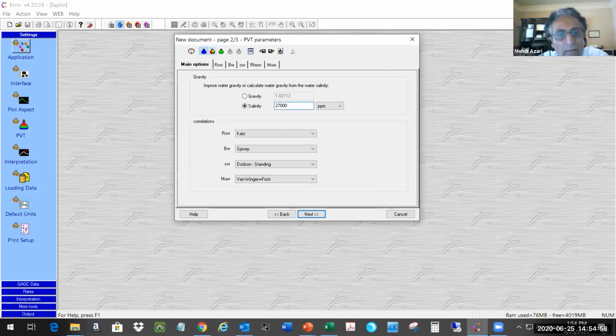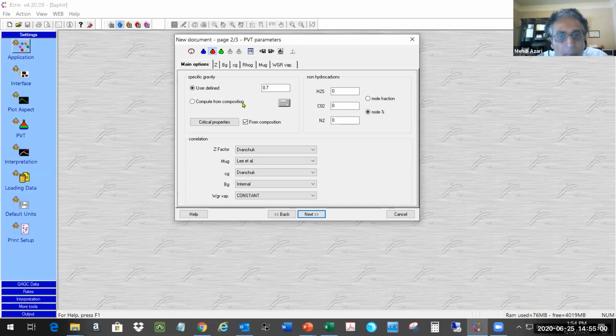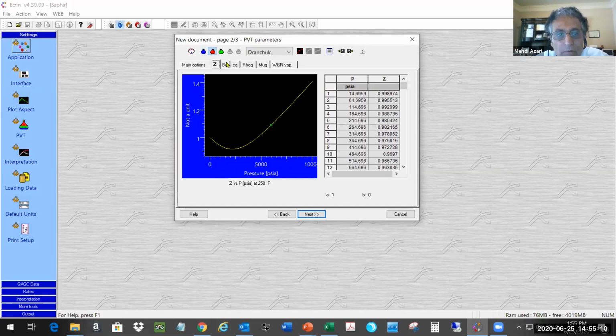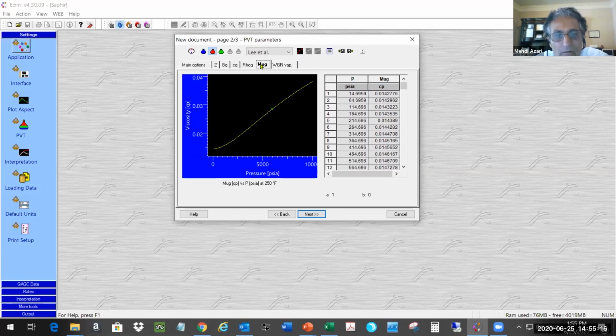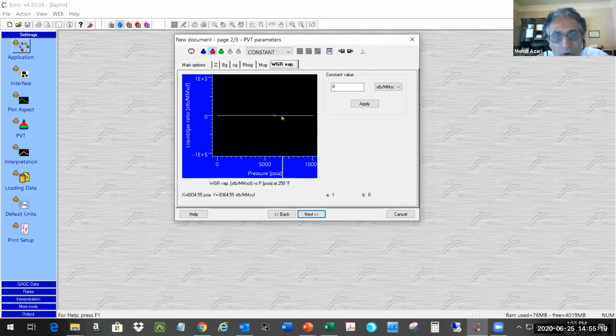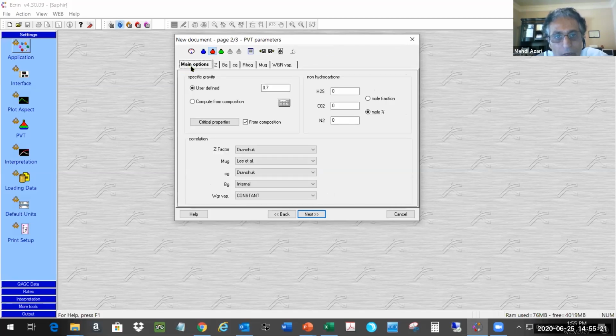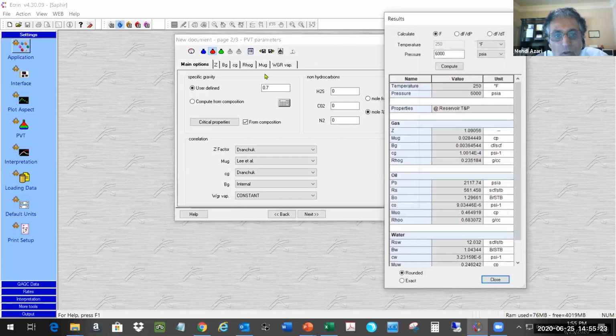And then you go to the gas. Same story with the gas. It's 0.7. If you know the gravity of that gas, you can do that. Or you can just look at these: the Z factor, the BG, formation volume factor, compressibility of the gas, density of the gas, viscosity of the gas, and the water gas ratio. Or you can go to the main and click on this one. So for a gas gravity of 0.7, now you concentrate on this gas.